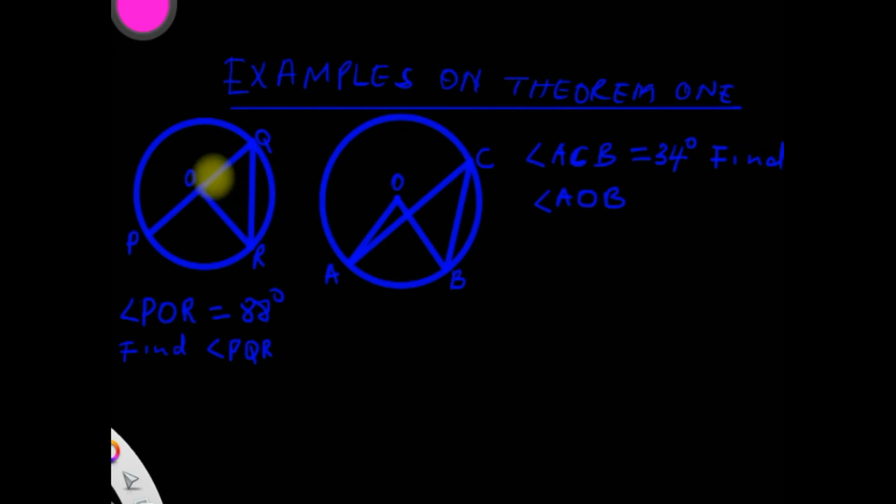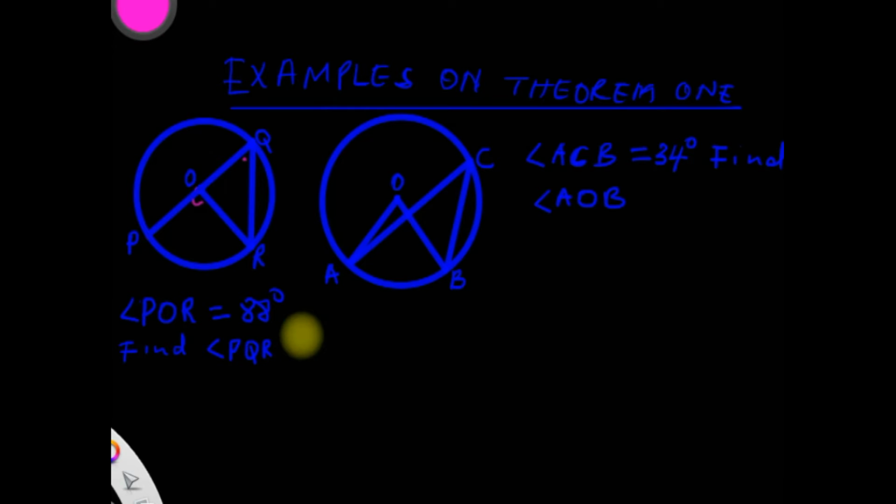According to the question, we are given angle POR. So as we learned, what is angle POR? Angle POR, where O is the center, is 88 degrees. We are supposed to find angle PQR. So this is the center, and you know this is the diameter.